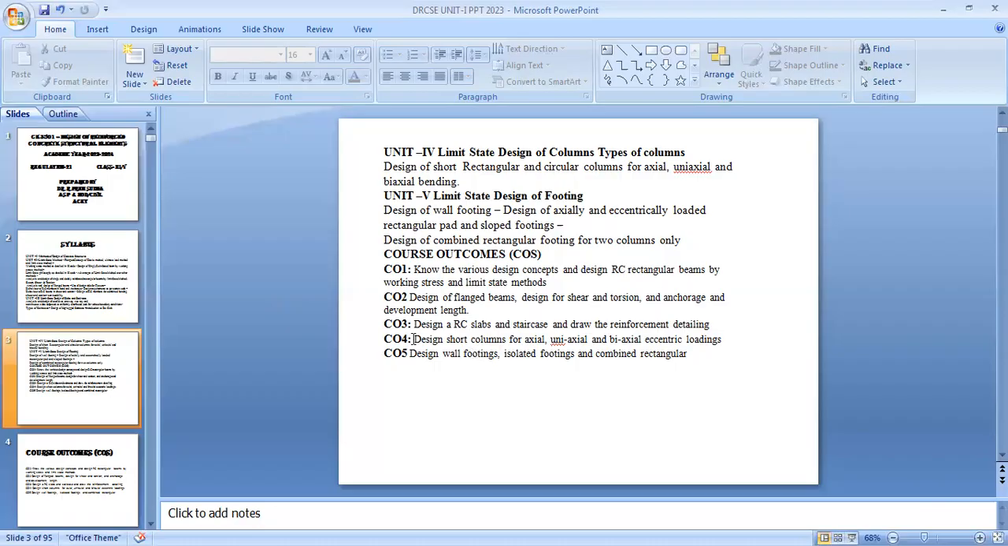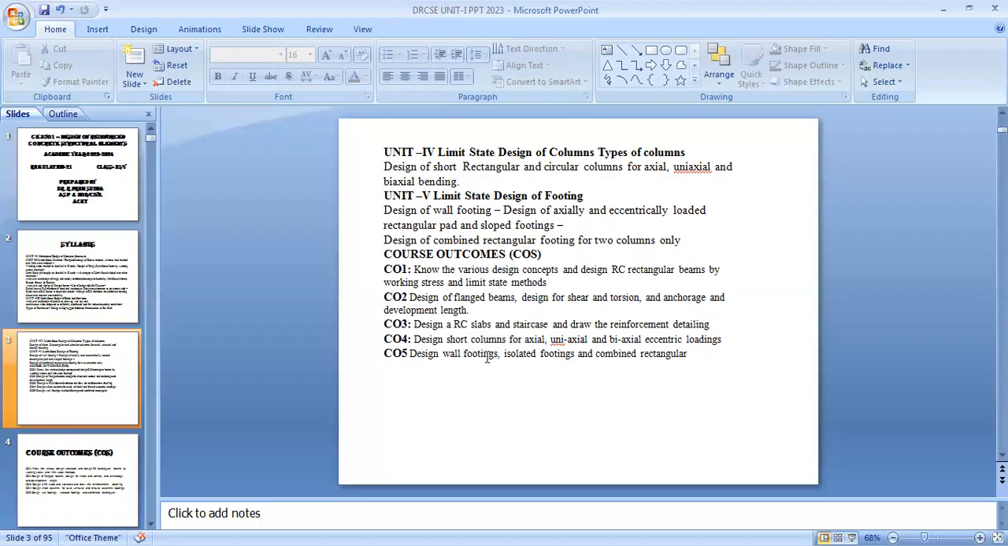And the fourth unit, the fourth outcome is design of short columns for axial, uniaxial, biaxial, and eccentric loading. Column is a very important structural element. There are different types of columns. Already in strength of materials, we studied Euler's formula, and we classify the columns based on the slenderness ratio. We will use Euler's formula, Rankine's formula; if the slenderness ratio is less than 4, it is a short column, and greater than 4, it is a long column.